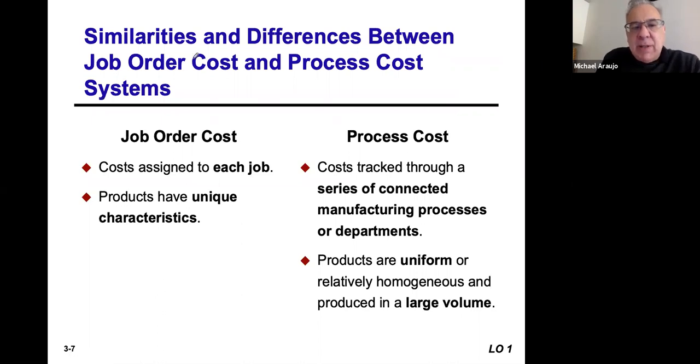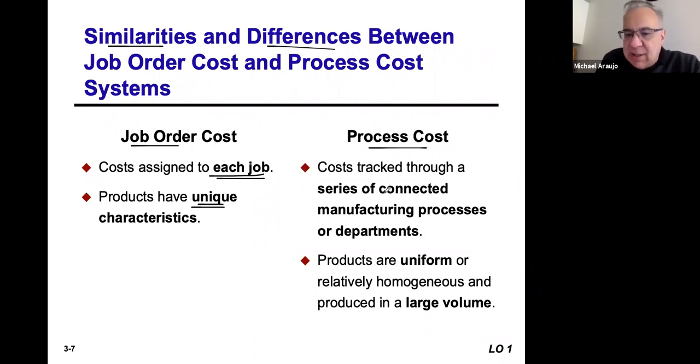The book also shows you how job order cost systems and process cost systems are the same and how they're different. As you know, a job order cost system will assign the costs per job. You just saw that from chapter 2. And the products are unique. They have unique characteristics. That's the heterogeneous products that they were talking about in the previous slide.